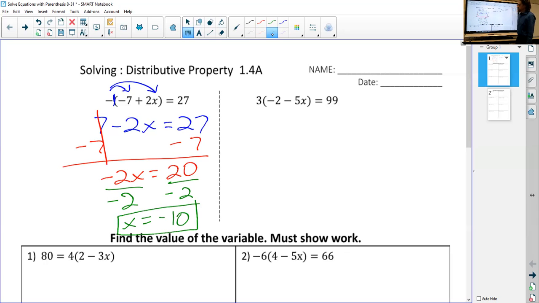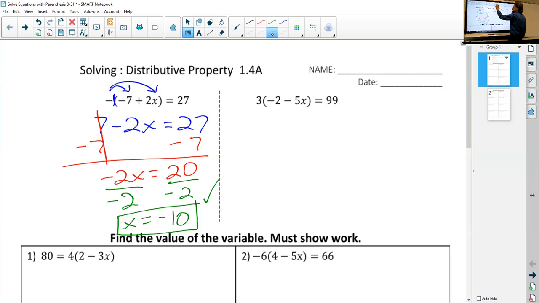We can double check our answer here. So negative 10 times 2 is negative 20, plus negative 7 more is negative 27. And then the opposite, so negative of negative 27 is positive 27. That checks out. All right.